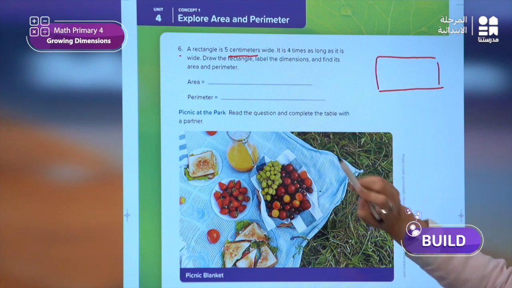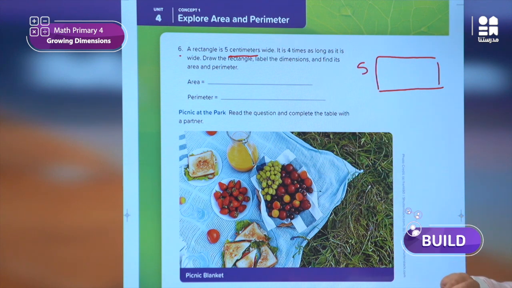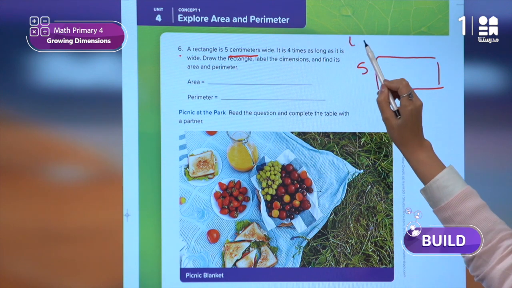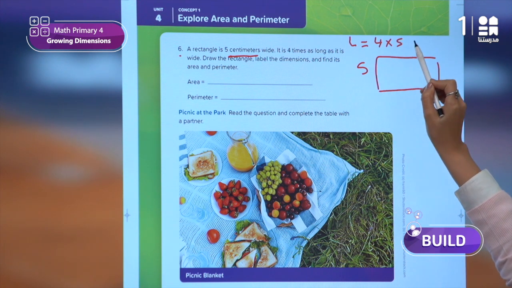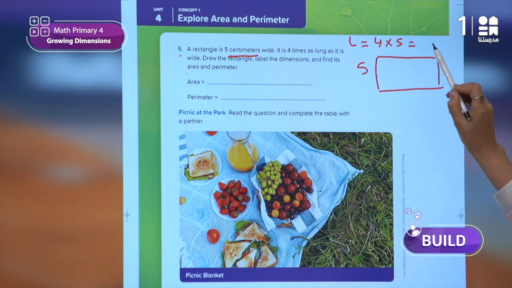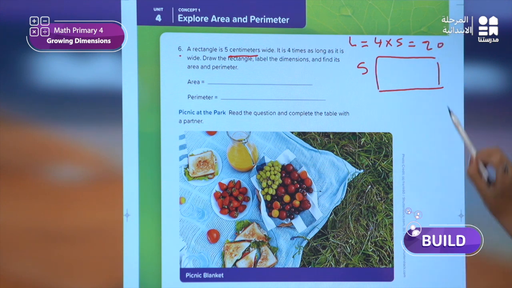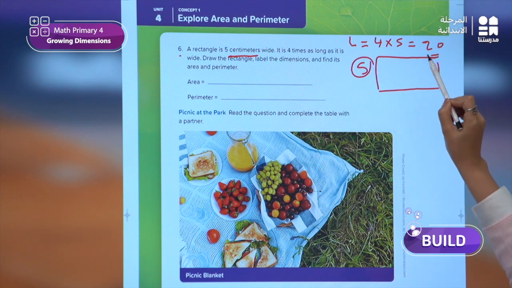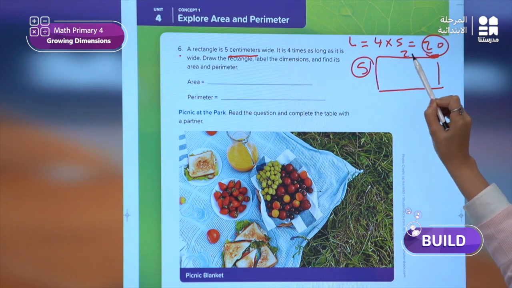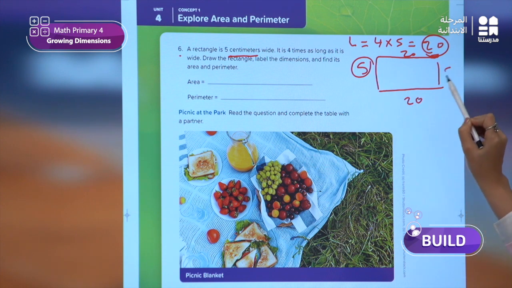The width is 5 centimeters and the length equals what? It says the length is 4 times the width, so 4 times 5. 4 times 5 equals 20 and this is the length. So my width is 5 and my length is 20. This is 20 and 5, 20 and 5.